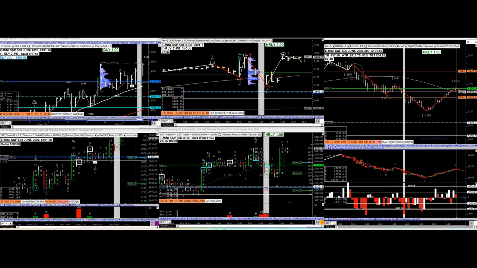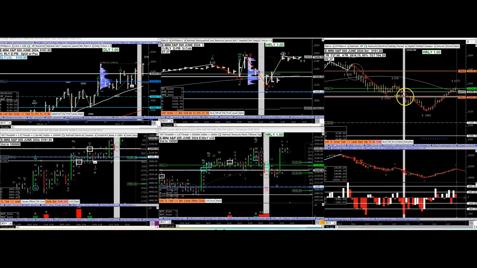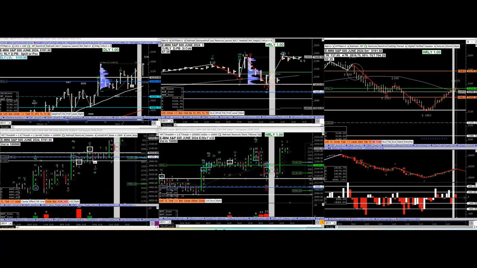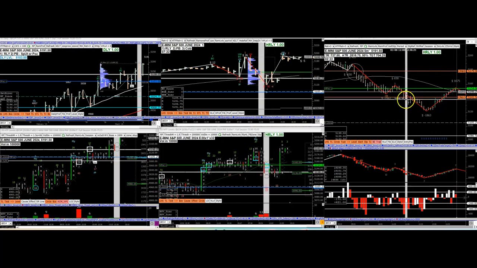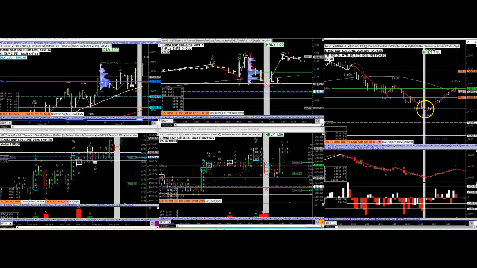That's good info. That, in my view, it means that price action is being supported by market breadth, validating the price action. After that, market goes down.